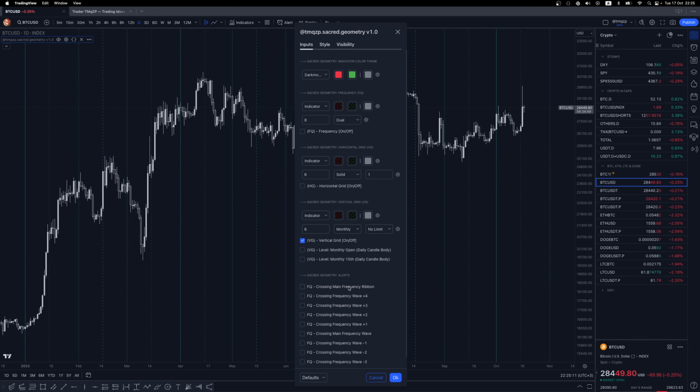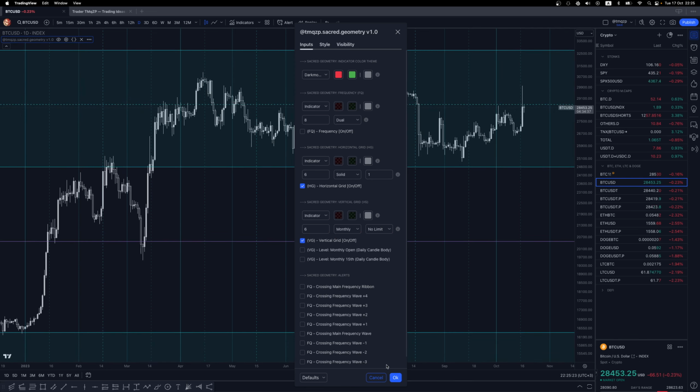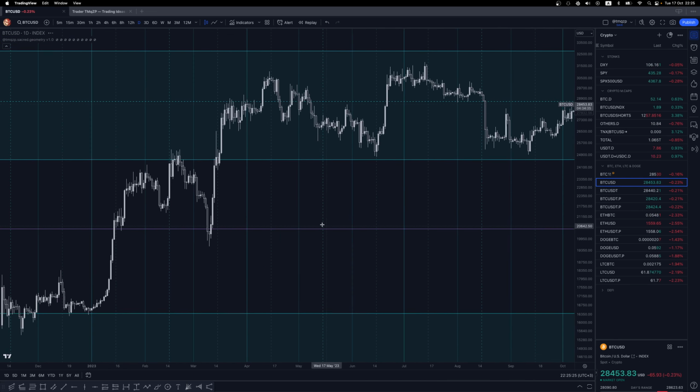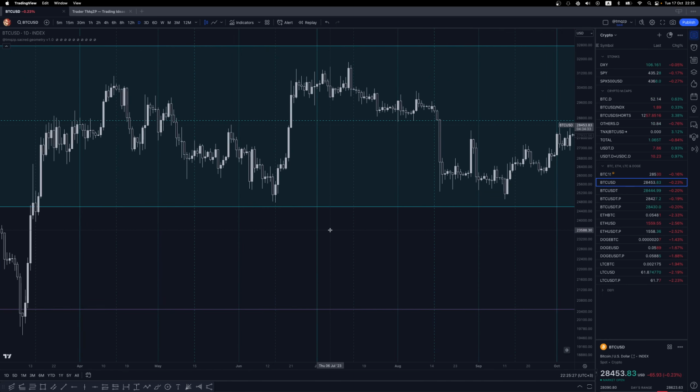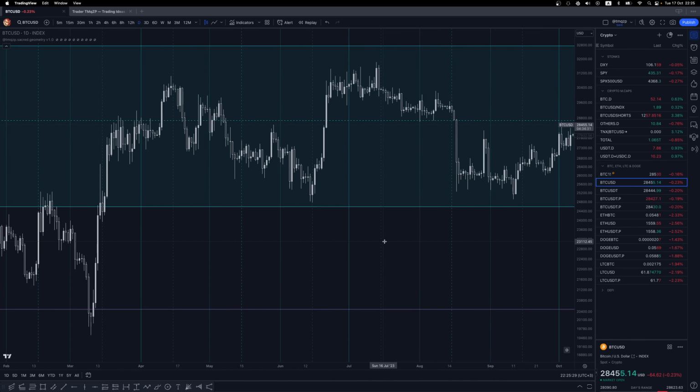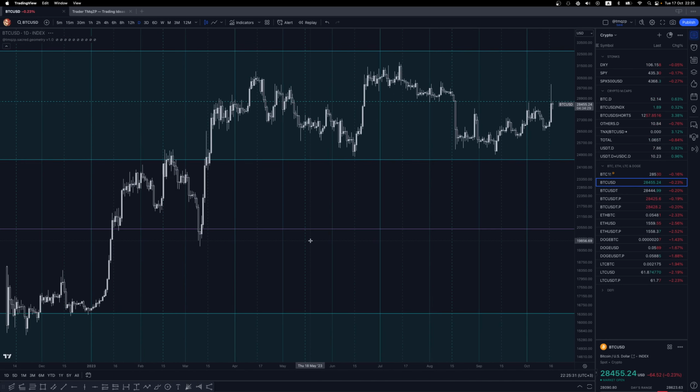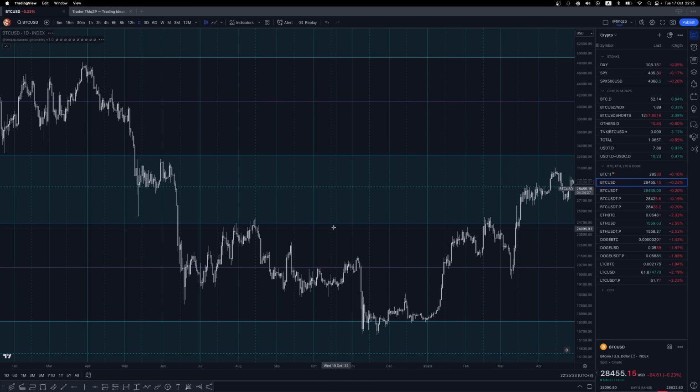What else? Let's see. Yeah, so one cool thing is what you can do is actually combine the horizontal and the vertical grid at the same time. And then you'll start noticing something that's even more interesting. Let's see, let's find some cool ones.